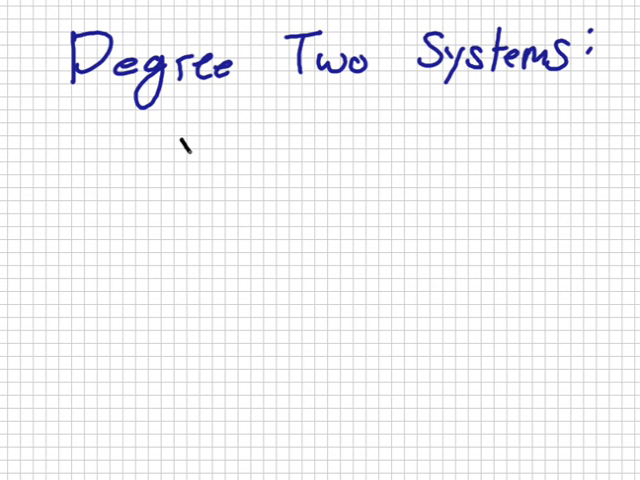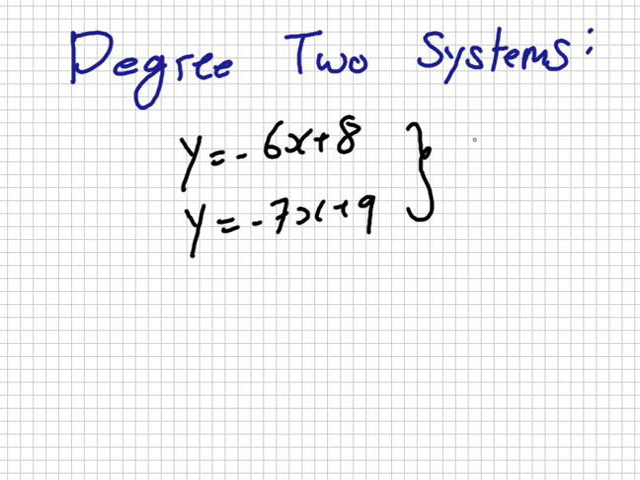Okay? So, for example, here is one line, minus 6 plus 8. And here is the second line, minus 7x plus 9. And we would like to know, where do they meet? What's the word that describes where they meet? Point of intersection. Intersection, yeah.